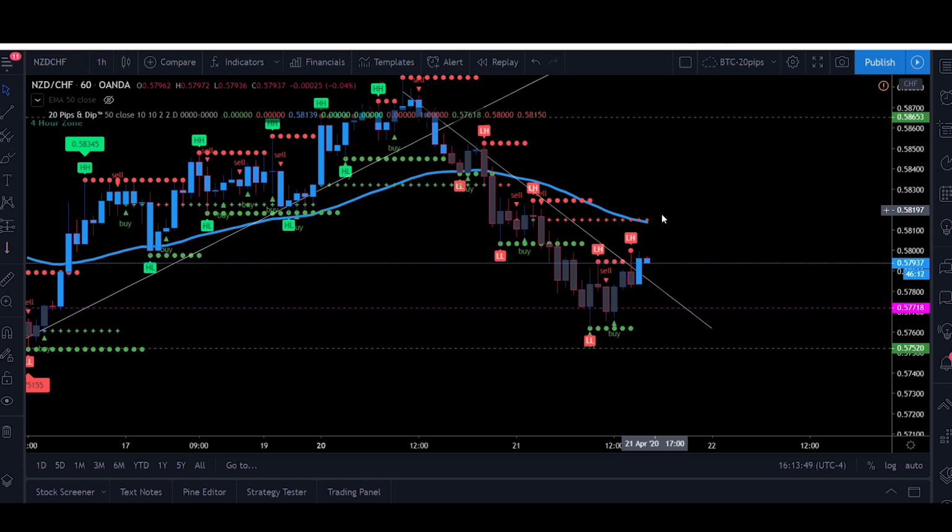Or it can continue to go up, hit that 50 EMA, then start going back down because the trend did change and it changed to a downtrend. So this could be a short-term buy. Get your 20 pips, get out.